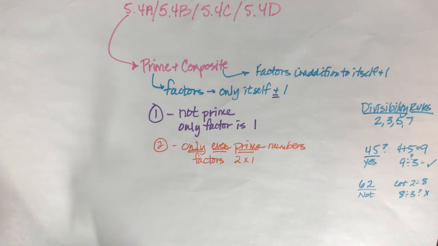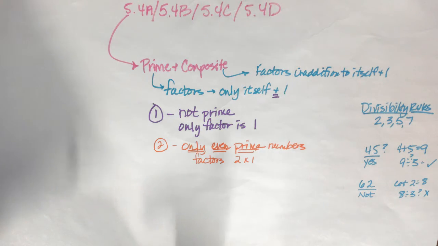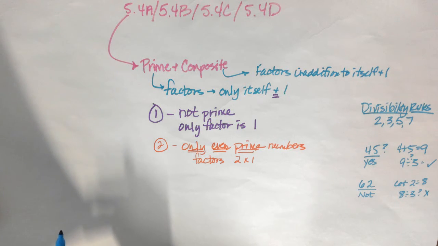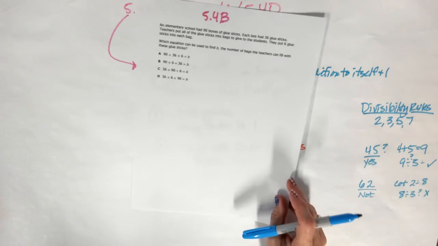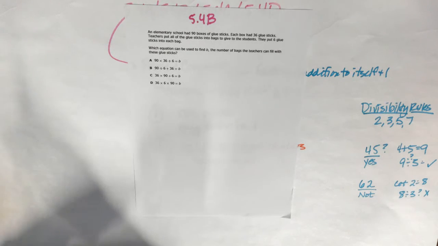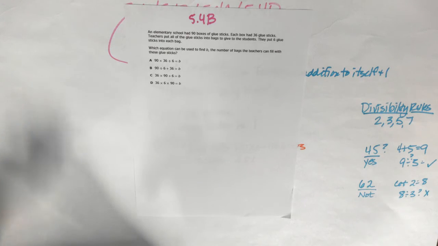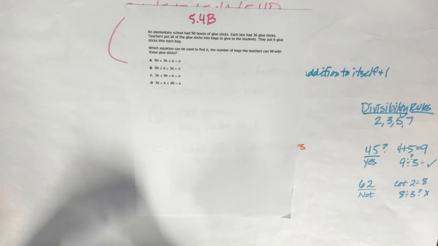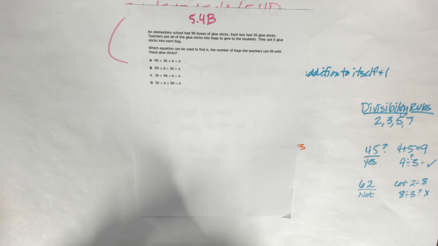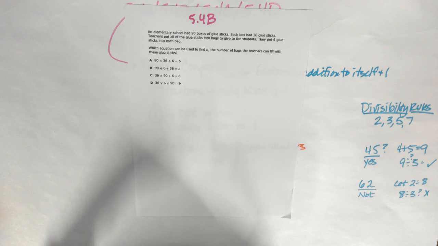The next TEK is 5.4B, and that's where we represent and solve multi-step problems with all 4 operations, making sure there's a letter there for the unknown. So I just grabbed one of the 2021 STAAR questions to look at for this TEK, and I just want to talk through a couple of things. Notice it's usually a wordy word problem because it's multi-step. The students aren't asked to solve this word problem. They're asked what equation would you use if you had to solve this word problem.